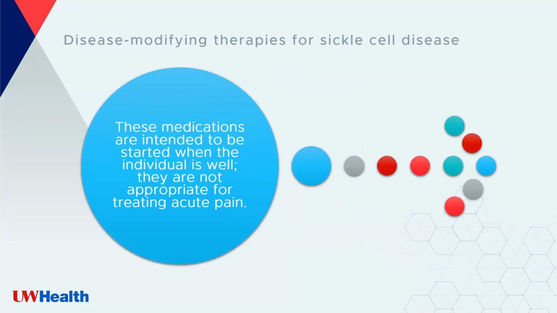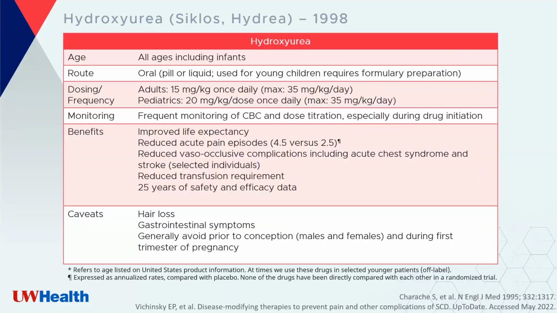And so the FDA approved medications that I'll touch on in a few are really only designed for starting or initiation when the individual is now. It's not necessarily for the appropriate treatment of acute pain. So I mentioned hydroxyurea earlier. This is a small chart of a good amount of information on hydroxyurea.